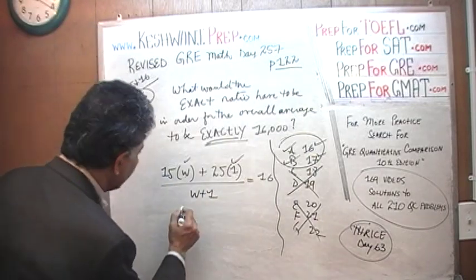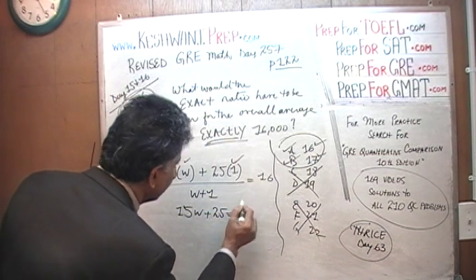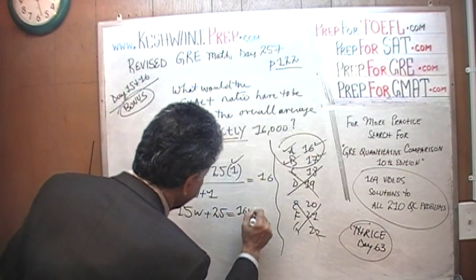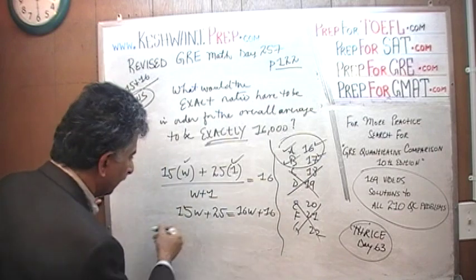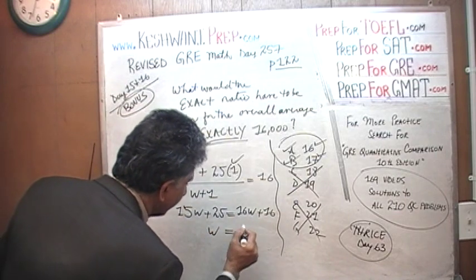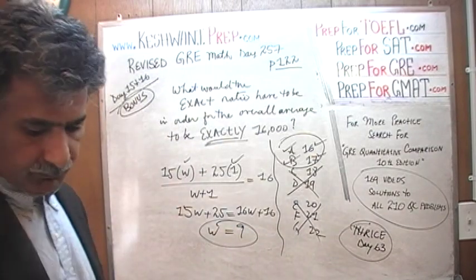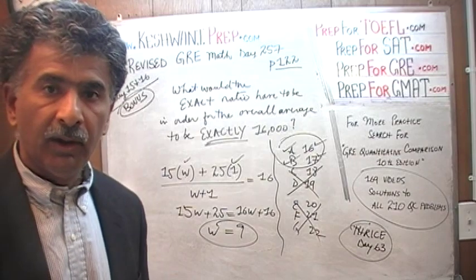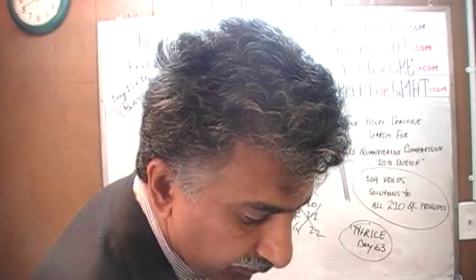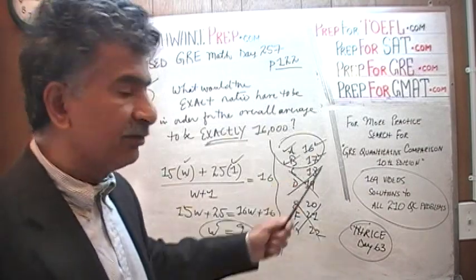So, let's cross multiply here. We get 15W plus 25 equals 16W plus 16. So subtract 15W from both sides and we find out that W equals 25 minus 16, which is 9. Voila. We are claiming that the ratio would have to be 9 to 1 in order for the overall average to be 16.